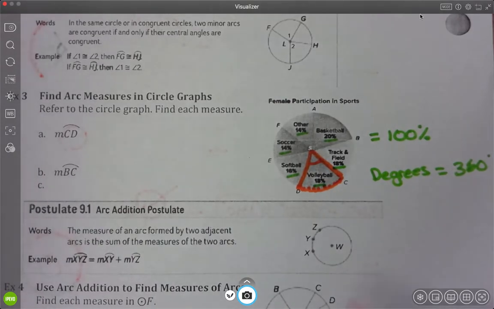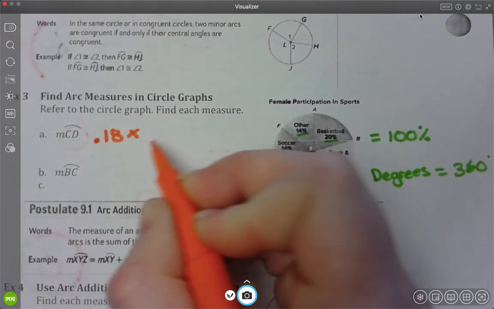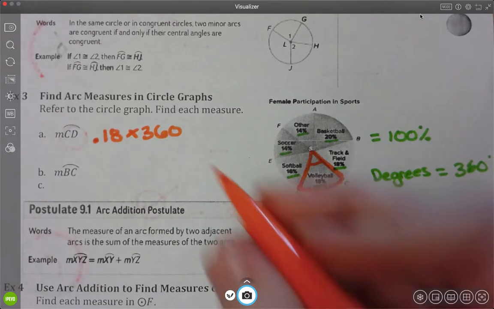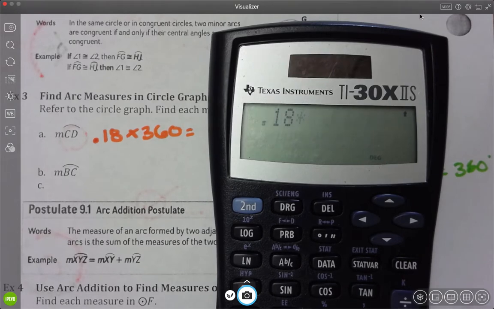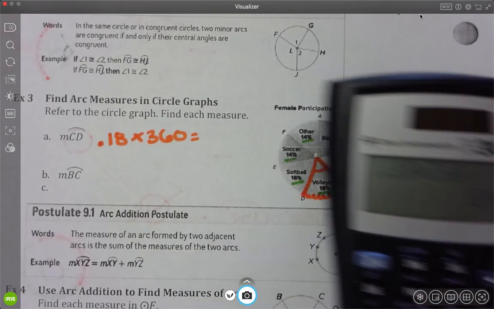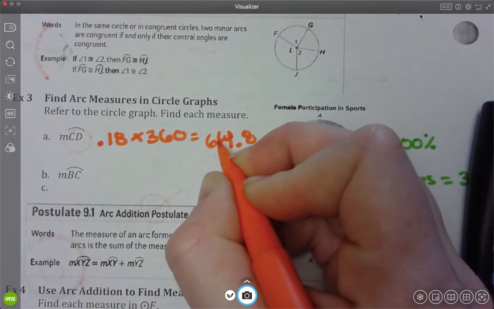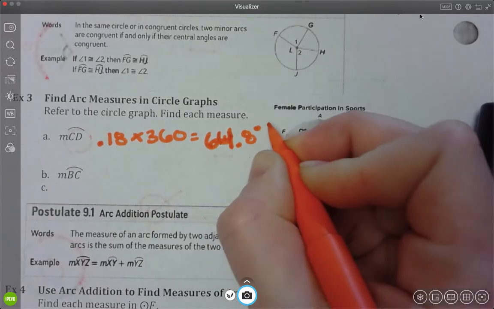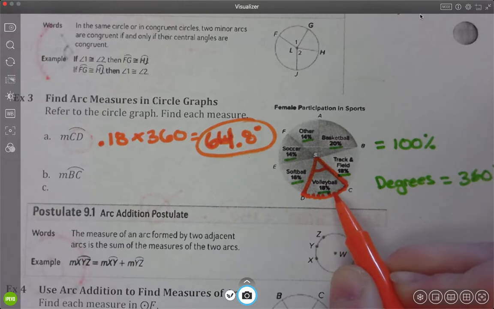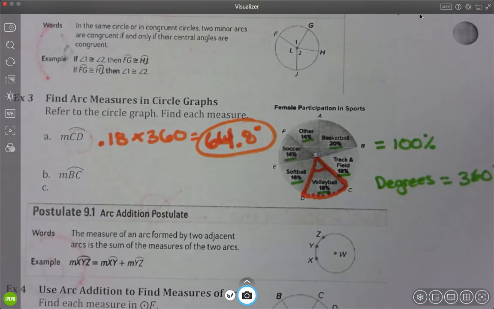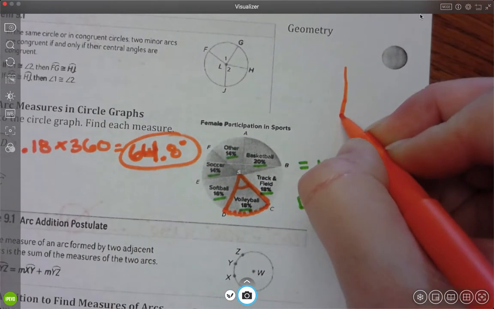So how many degrees will that be? Well, 18% as a decimal is just going to be 0.18, and I'm just going to take that times 360, and that will tell me how many degrees it is. So 0.18 times 360, and that's 64.8 degrees. Ooh, 64.8. There's a decimal there. 64.8 degrees. Okay, so it's a lot bigger than 18 degrees, right? It's not just 18 degrees, it's 18%. So it's 64 degrees.